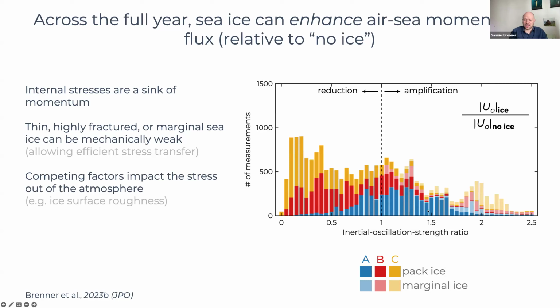And again, that's linked to this idea of this mechanically weak sea ice. So if the mechanically weak sea ice is able to really efficiently transfer momentum from the atmosphere-ice boundary layer into the ocean, and there are differences in the surface roughness between the ice surface and the ocean surface, then the atmosphere-ice stress is higher than the equivalent atmosphere-ocean stress. And if the ice doesn't damp that stress out because it's mechanically weak, then you have the opportunity for enhancement of the total stress into the ocean. So there are these different competing factors at play.